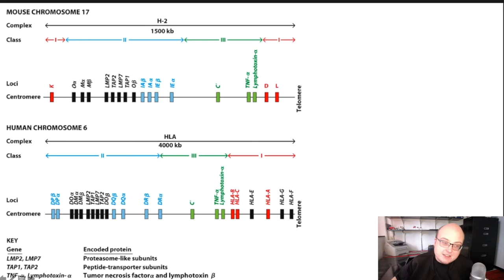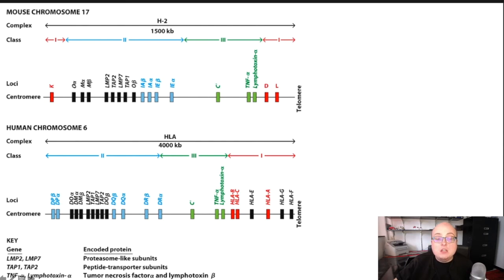So the idea that's important here is that in addition to encoding the actual antigen-presenting molecules, the H2 and the HLA loci also encode a number of other immunologic proteins that are important for antigen presentation. All of these proteins are packed right together in the genome. And so we find them right next to the MHC class 1 and MHC class 2 molecules. So that's the structure of the mouse genome, or the mouse H2 locus.